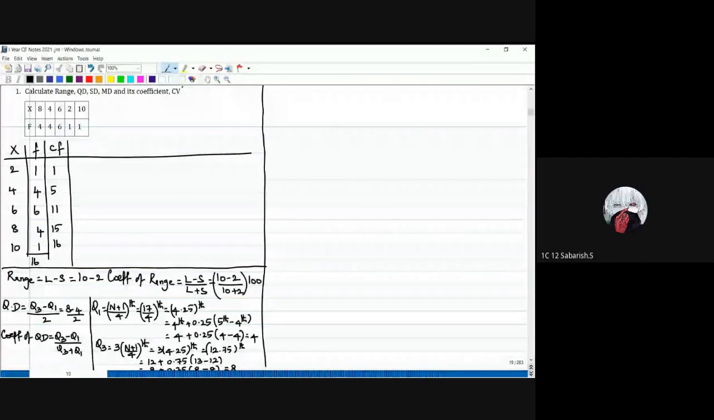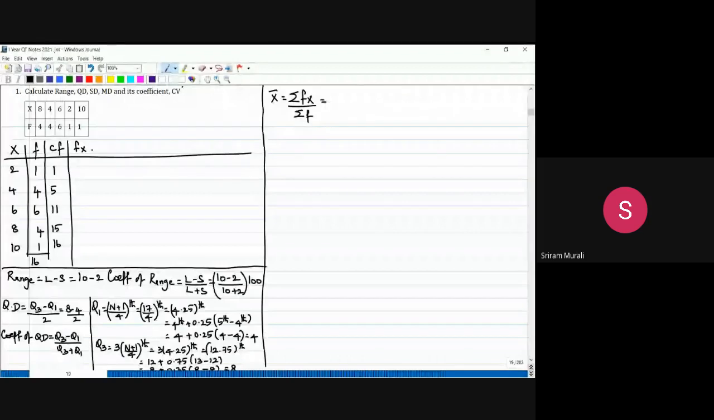Okay sir, let's go. Standard. Now next we want to find the arithmetic mean, because this arithmetic mean is a base for standard deviation and everything. So the arithmetic mean for the discrete case is sigma fx by sigma f. So I want to compute what is f into x.